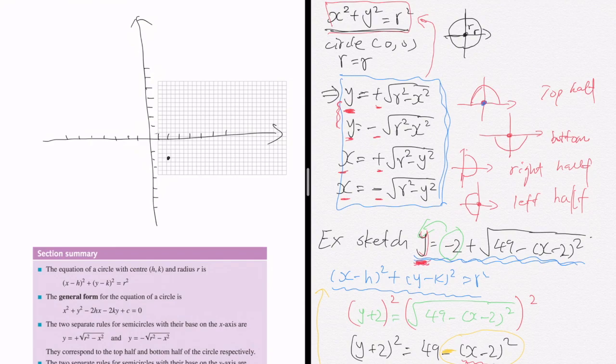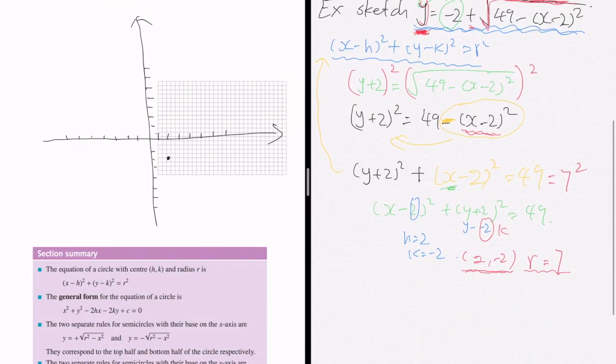Okay, and then is it top or bottom? To identify top or bottom, you need to check the square root. In front of the square root, it is a positive. So like back to our general form, it's positive in front of the square root when the equation is the subject of y. So that tells me my graph is actually the top half.